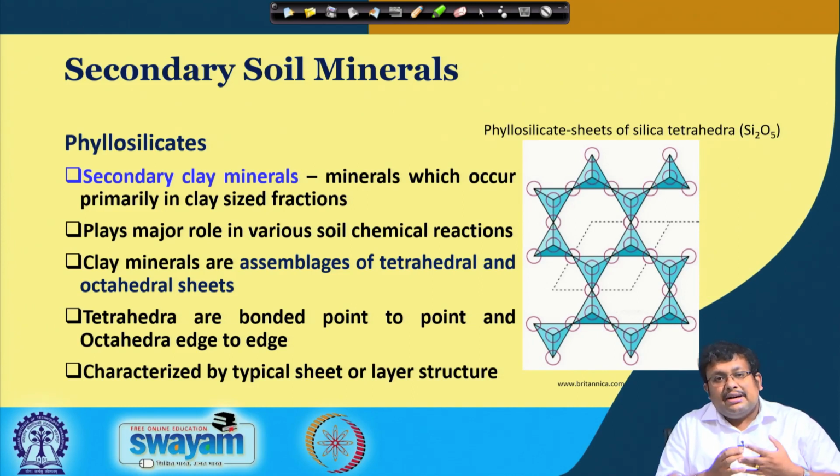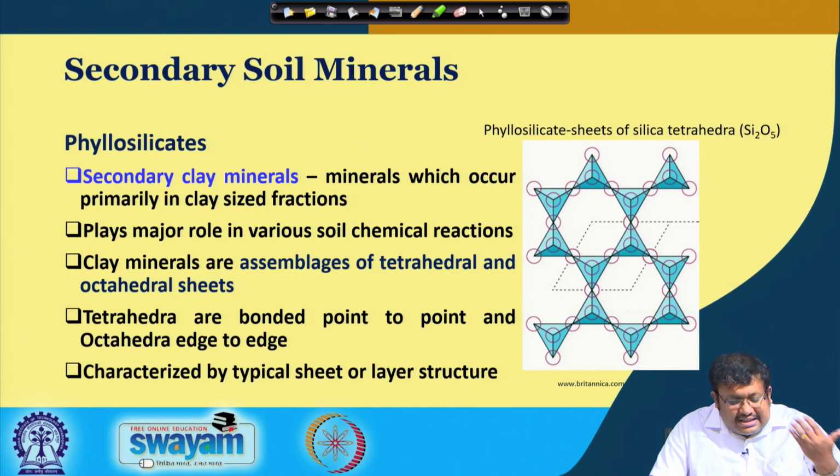Clay minerals, remember, are assemblages of tetrahedral and octahedral sheets. Basically, they are a combination of tetrahedral sheets and octahedral sheets in different stacking arrangements. And remember that in clay minerals the tetrahedra are bonded point to point, which we have already discussed, whereas the octahedra are bonded from edge to edge.